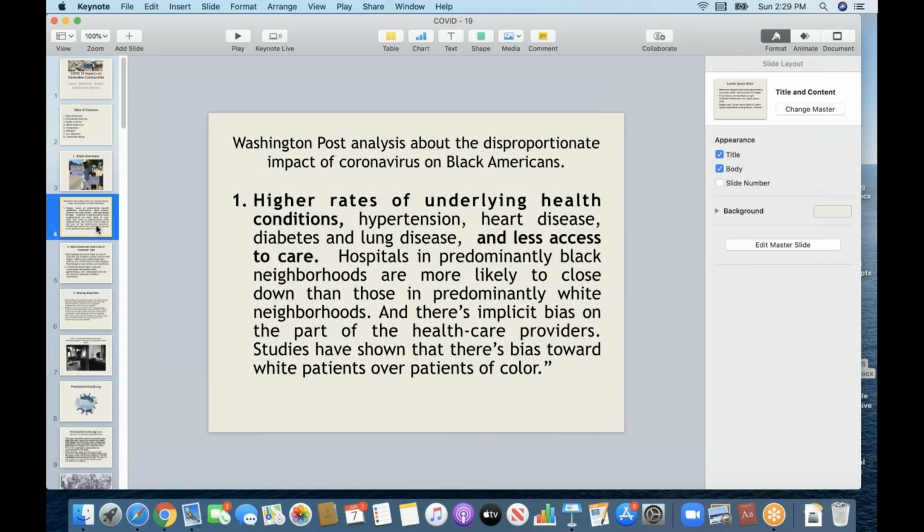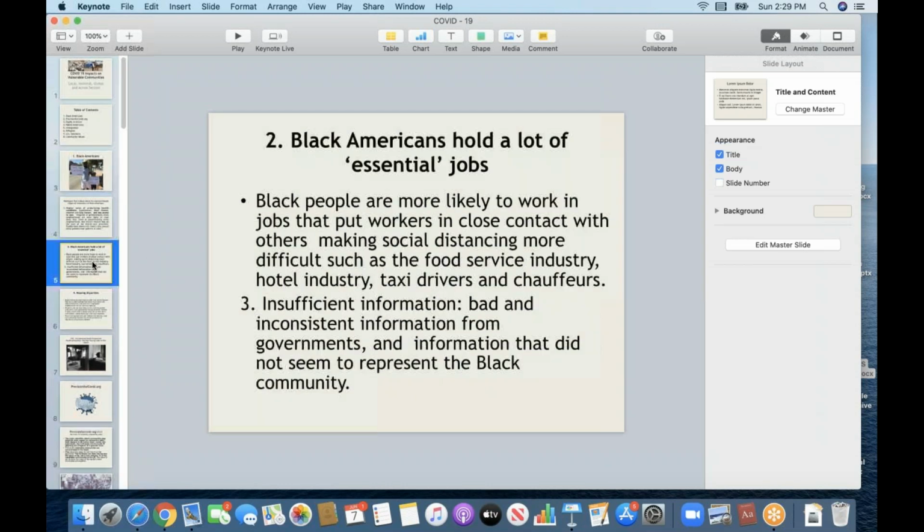The Washington Post analysis about the disproportionate impact of coronavirus on Black Americans. Most of us know this, but there already are higher rates of underlying health conditions, hypertension, heart disease, diabetes, lung disease, and less access to care. Hospitals in predominantly Black neighborhoods are more likely to close down than those in predominantly white neighborhoods. And there have been many studies that have shown that there's bias toward white patients over patients of color. I'm sure you guys are aware of that.